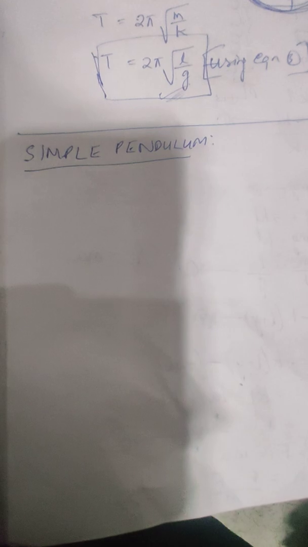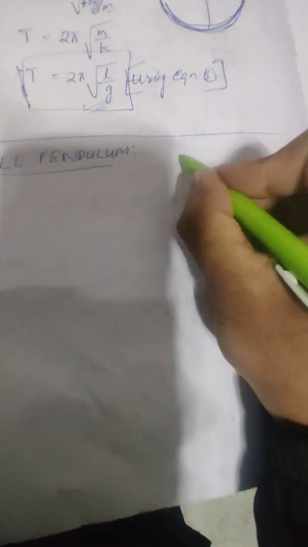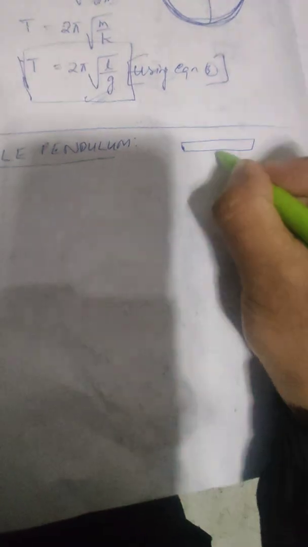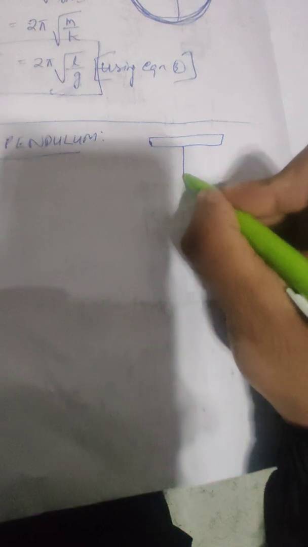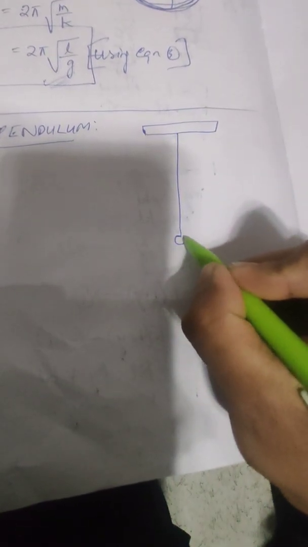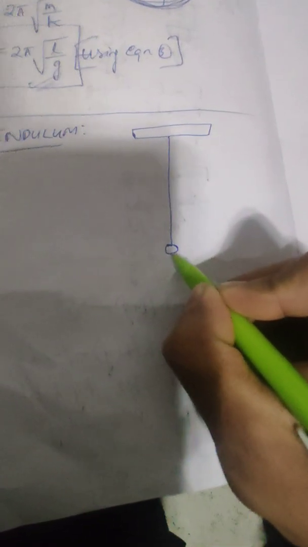Simple pendulum. Now we will derive the equation to calculate the time taken by a simple pendulum. I hope you know what a pendulum is, right? So a pendulum, here it is fixed, right? And if a string is attached to it, and this is called the mean position.